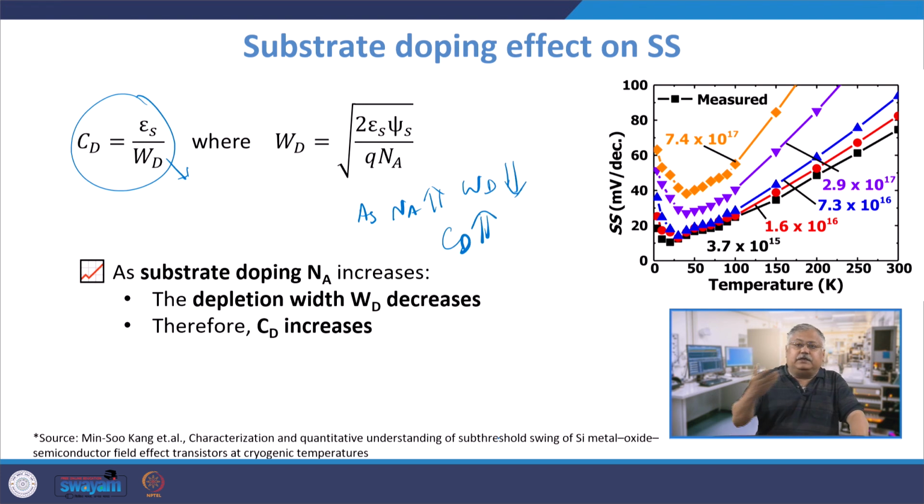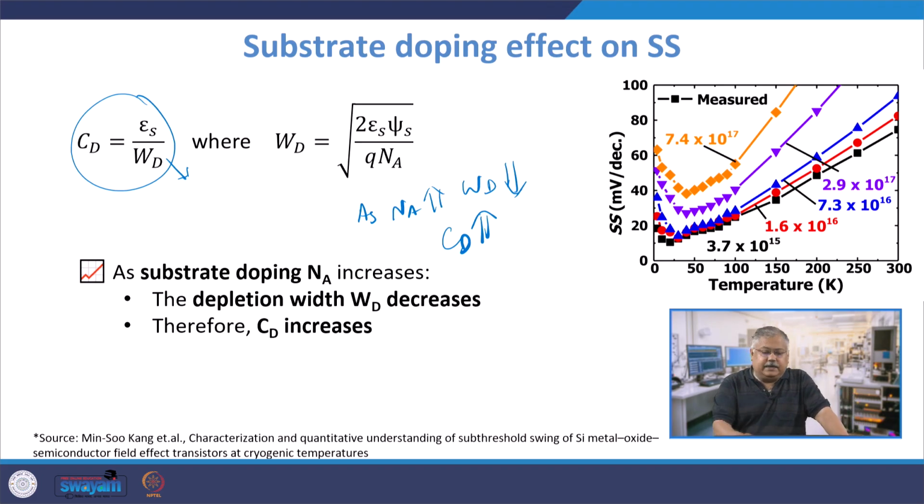When CD increases, you know your SS increases and becomes worse, right. So basically if you increase the substrate doping, CD increases, and we have already seen that there is a dependency of the subthreshold swing on it.